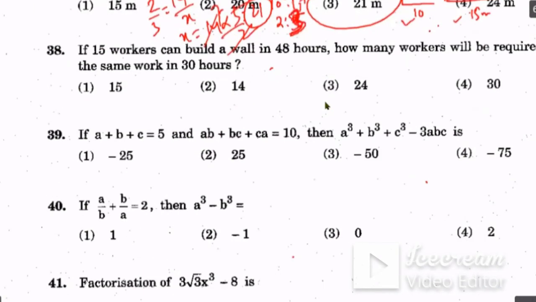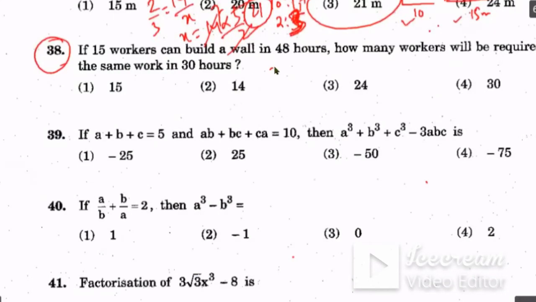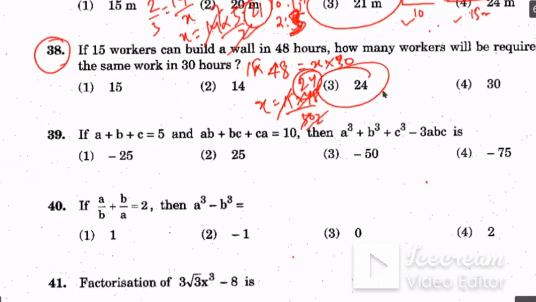Okay. Next question is question number 38. If 15 workers can build a wall in 48 hours, how many workers will be required to do the same work in 30 hours? Same question. We have to do same like question number 36. Same procedure is there. 15 men will work 48 hours to make a wall, and this will be equal to x men will work for 30 hours. So you can find x by multiplying this. So 15 into 48 divided by 30. So 15 twos are 30, 2 twenty-fours are 48. Okay, so correct answer is 24 men will work for 30 hours, then the work will be finished.